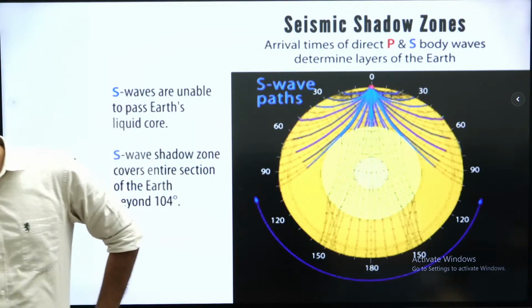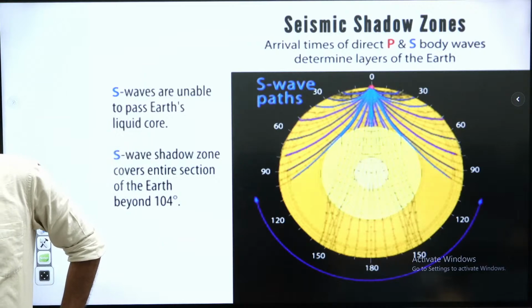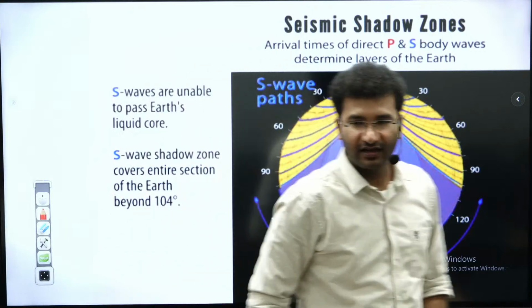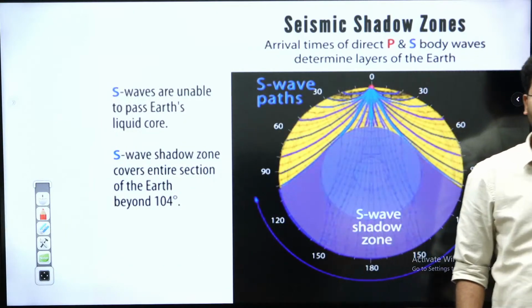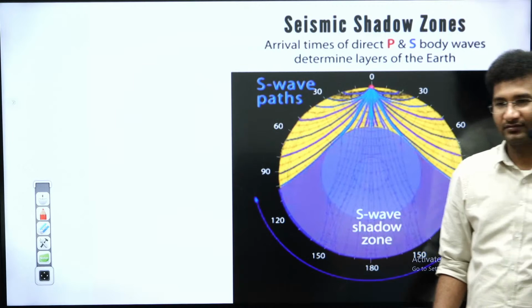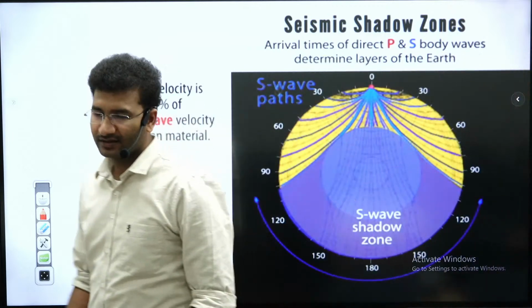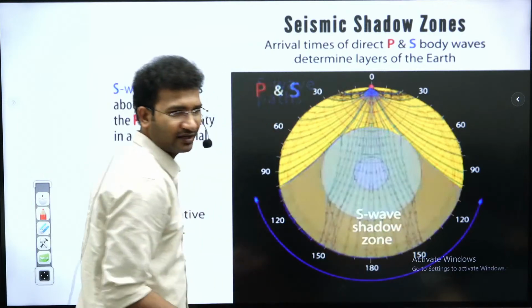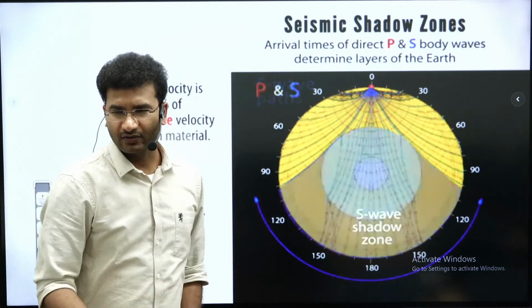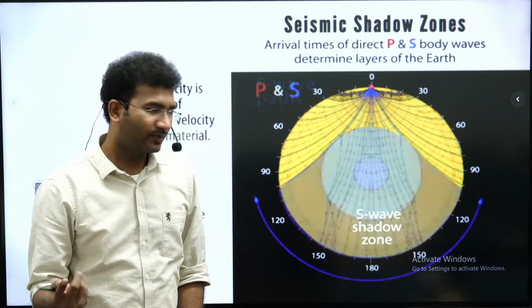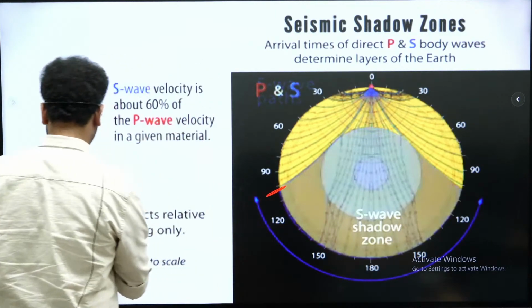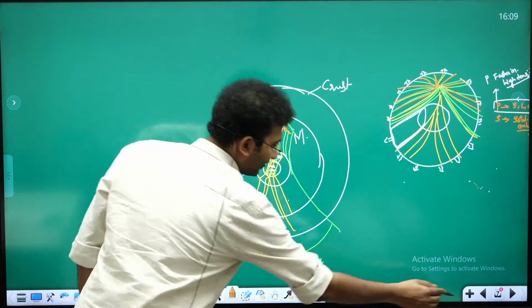So by this logic, you have to understand whether the shadow zone of the S wave is larger or the shadow zone of the P wave is larger. S waves, right? Now there is a difference in number. 103 degrees to 103 degrees, in one book it may be given as 105 to 105. It is like that. The number is not very important, but here you need to know that the S wave has a larger shadow zone.